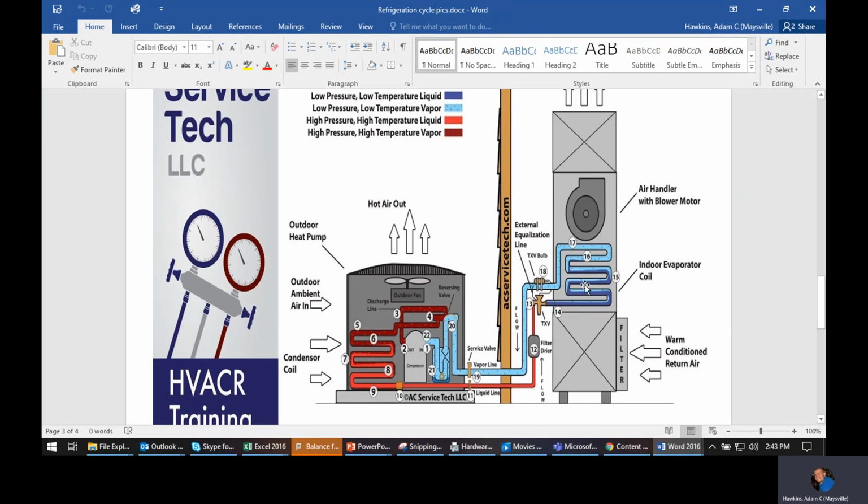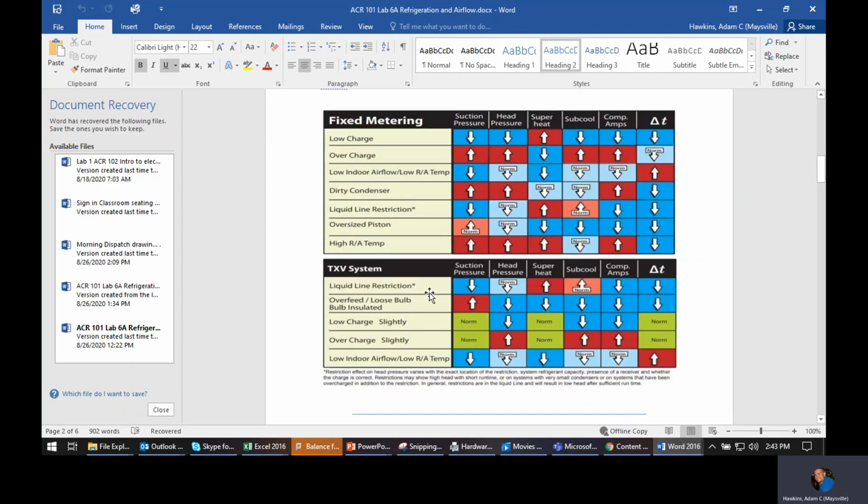All right, so let's go to the indoor unit. Airflow, let's say you get a dirty filter. All right, so back to our little chart. What were the symptoms of low indoor airflow? Suction pressure would be low, and head pressure would be low to normal.